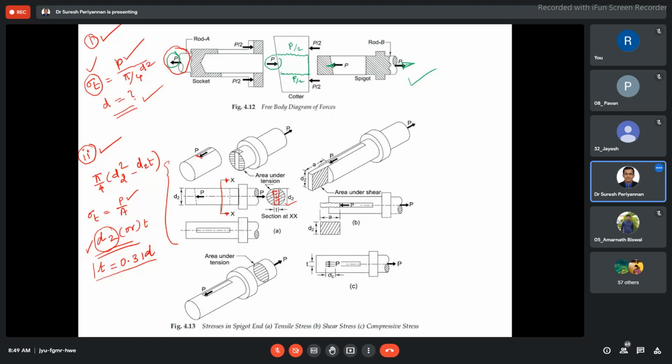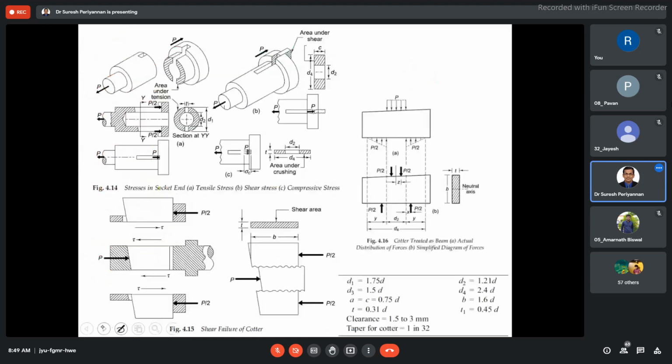Now I come to the tensile failure of the socket. The third case, the tensile failure of the socket. We take this figure and we are considering this region. This is the socket. This socket end is subjected to tensile load. This is a hollow region, what I told you. This is the region of interest we are going to consider.